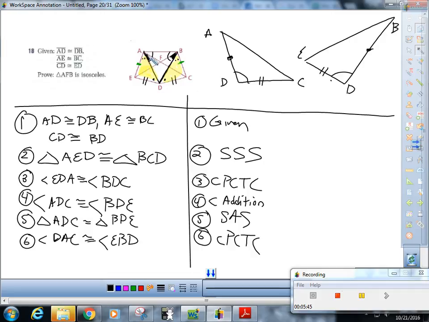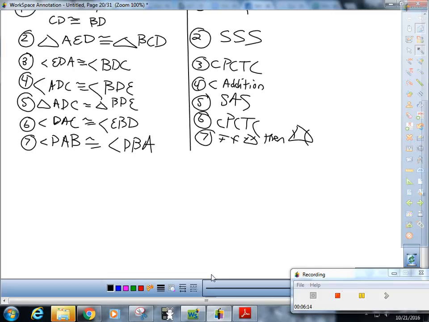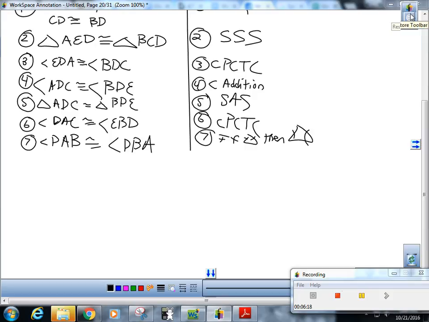Okay. Next, I'm going to say that angle DAB, what? The DAB is dead, thank God, is congruent to angle DBA by if sides, then angles. Scroll down. And now I need to get to this. Gosh darn it.